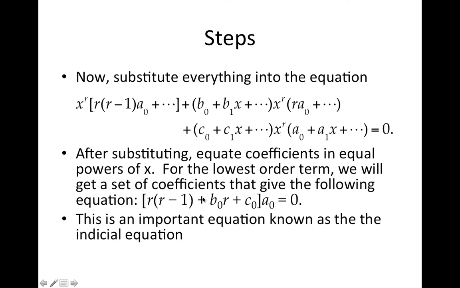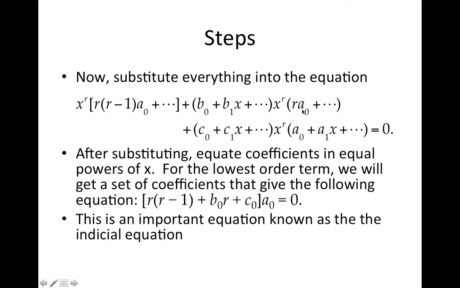And what we find is for the lowest order term, in each expression, that would be the x to the r term. So the first term, we have r times r minus 1 times a sub 0. The second term, the lowest order term would be b0 r. And the third term would be c sub 0 right here, times x to the r. So we're collecting these coefficients multiplying x to the r.